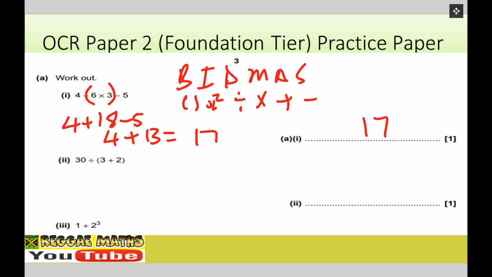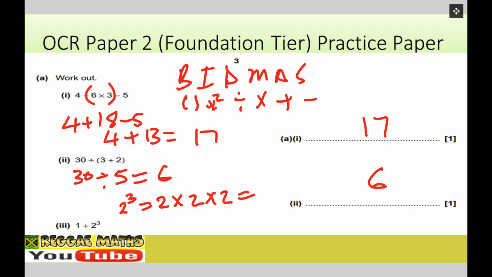Next question. You've got brackets, so identify these are brackets here. So you've got 2 plus 3 equals 5. 5 into 36. When you cube a number, 2 cubed equals 2 times 2 times 2, which is 8. So 1 plus 8 equals 9.